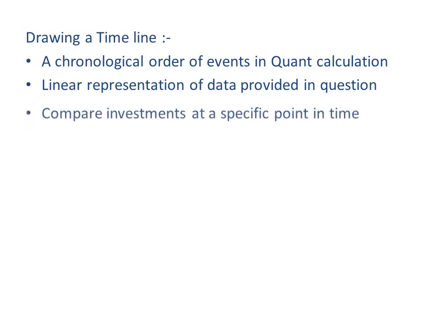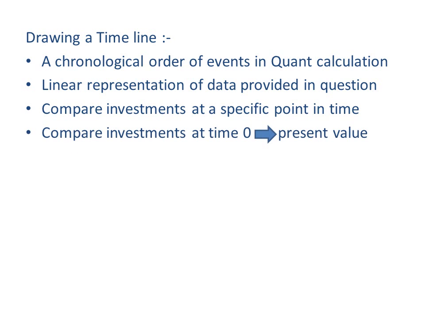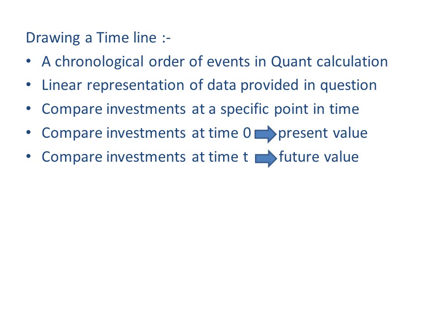This is important because most of the times you are trying to compare investment at a specific point in time. If you compare investments at time 0, you are comparing present value. While if you compare investments at time t, you are comparing future value. The easiest way to understand this is through examples. So let's solve a few examples.